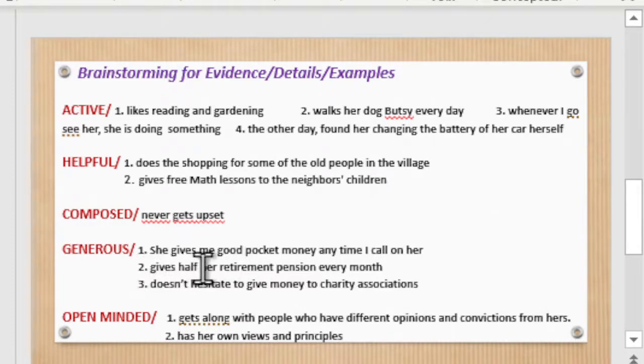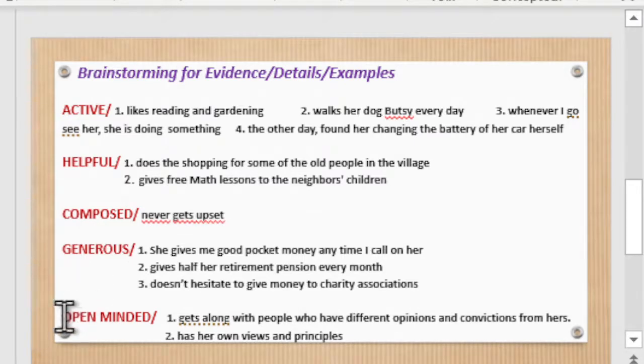2, she gives half her retirement pension every month away to the charity associations. Half her retirement pension. She's an old woman. She's retired, and she gets a retirement pension, a retirement salary at the end of every month. Well, she gives away half of that every month, and she doesn't hesitate to give money to charity associations. So all these three things indicate that she is generous. All of them are evidence of her generosity.